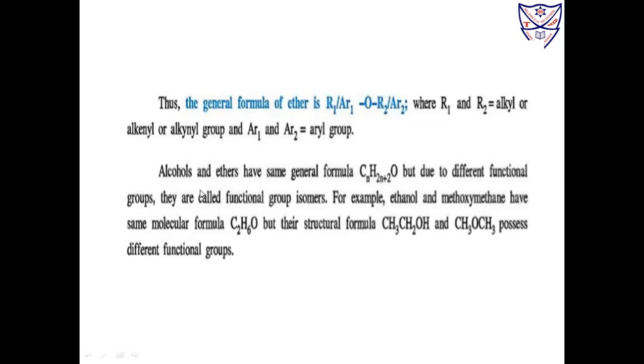But due to different functional groups, they are called functional group isomers. For example, ethanol and methoxymethane. Just now we have seen methoxymethane, CH3OCH3. They have the same molecular formula, that is C2H6O. But what is their structural formula? CH3CH2OH, this is C2H6O, and here also C2H6O. This is not an ether, this is an alcohol. So CH3CH2OH and CH3OCH3 can also be written this way. It means having the same molecular formula but different structural formula or different functional group.